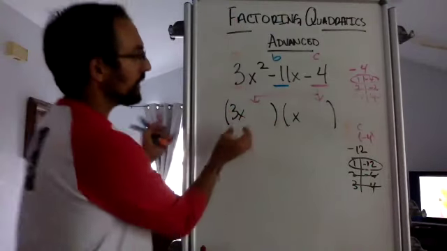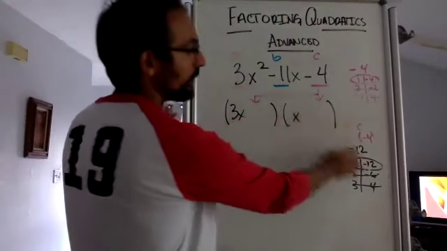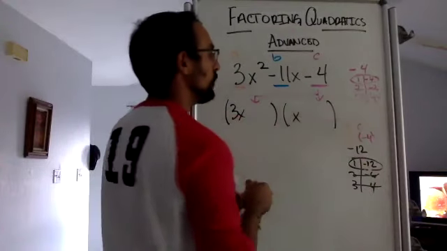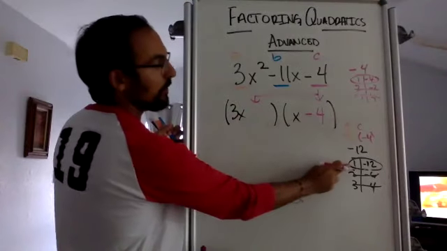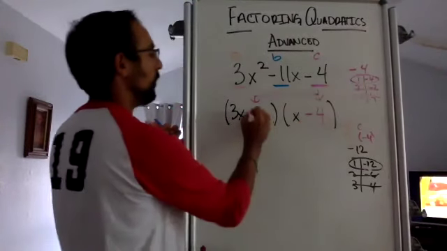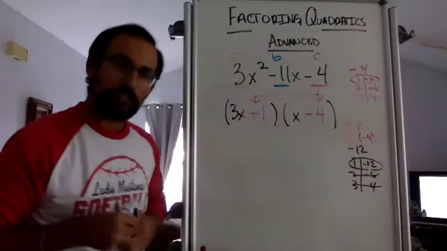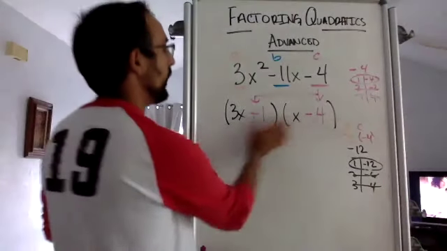Okay, so now we can see 3x times what value gave me -12? Well, that value was -4. And then x times what gives me the remaining factor? x times +1. So you're kind of using both of those factor charts to see where things go.